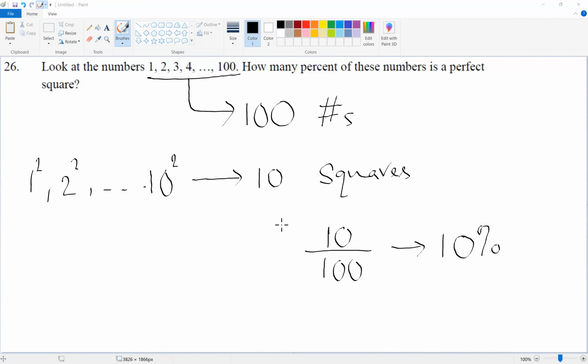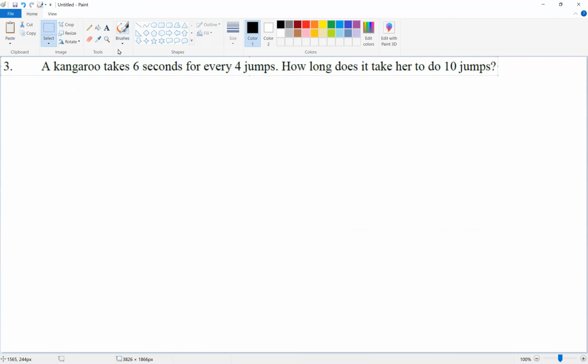I think Anish did that question. Unit rate. Let me find the question. Yeah. So Anish talked about it briefly. Anish, do you remember this?